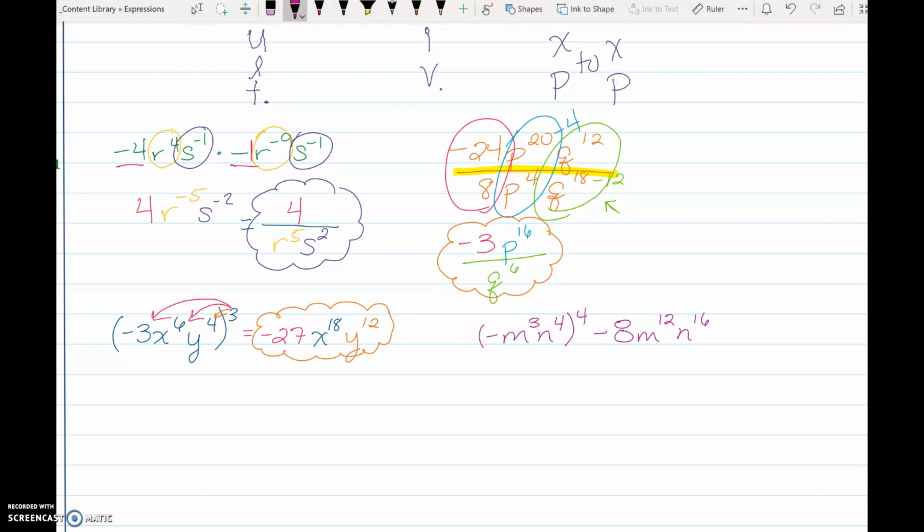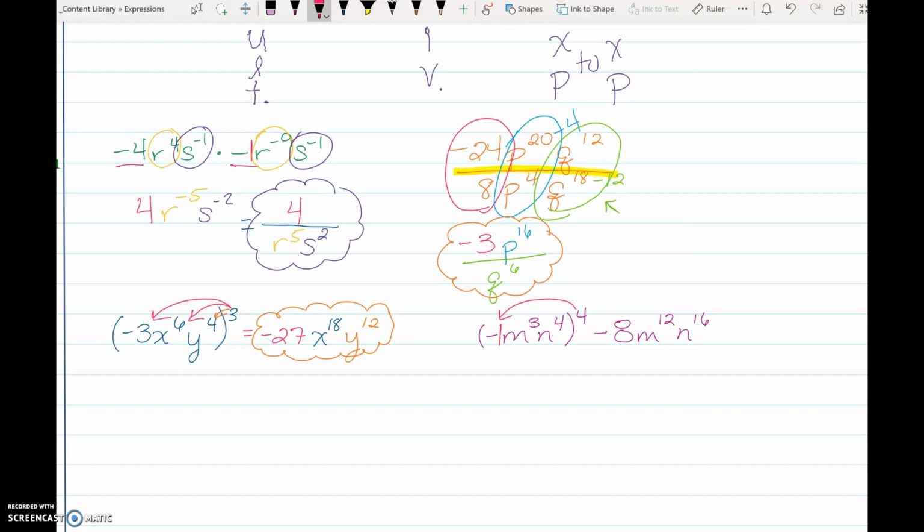Now, when you read this, you look and you're like, okay, negative m cubed. Well, that negative is technically a coefficient out front. What is it? Negative what? Well, hopefully you said negative 1. So really, I have negative 1 to the 4th. Now, how are we going to simplify this? Order of operations. Exponents always come first. We are not subtracting this stuff until we simplify the exponents.